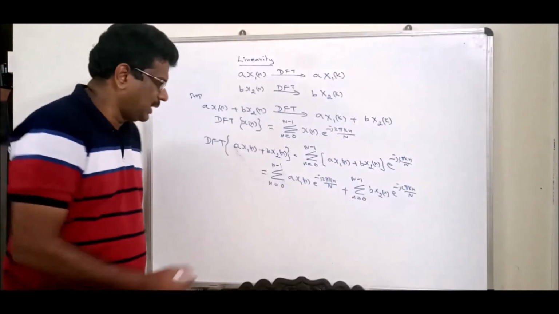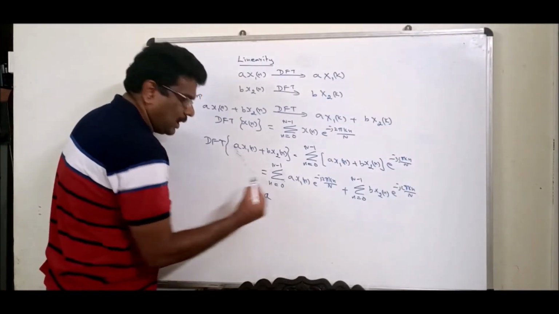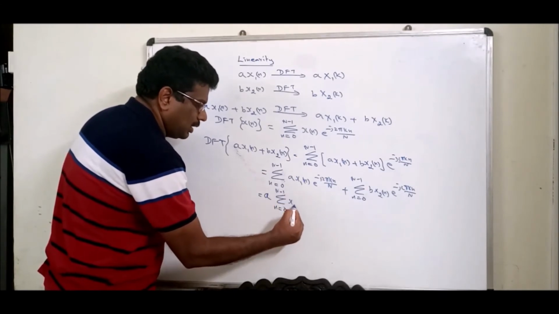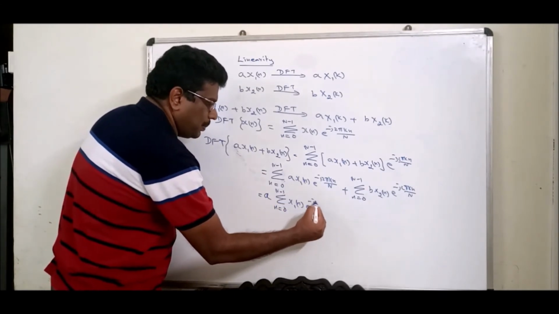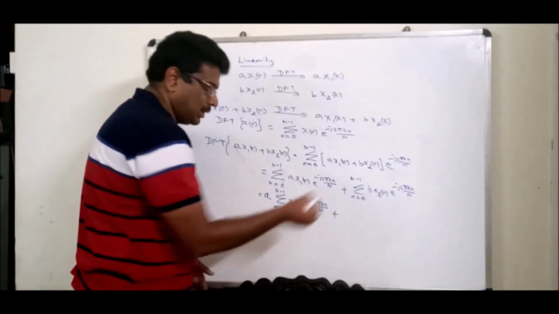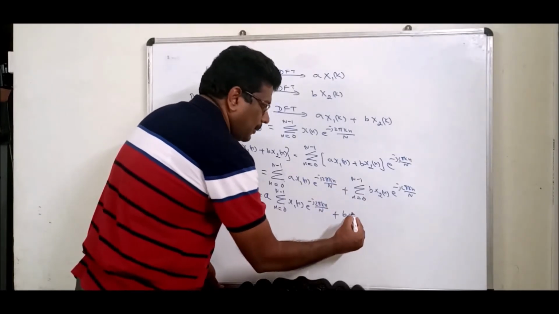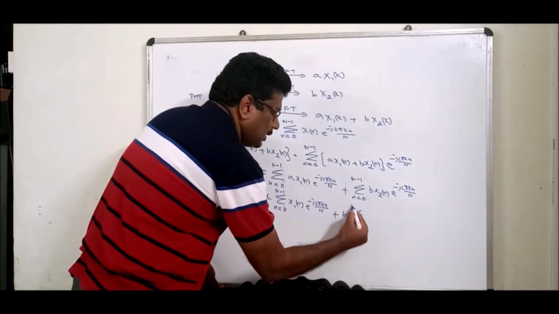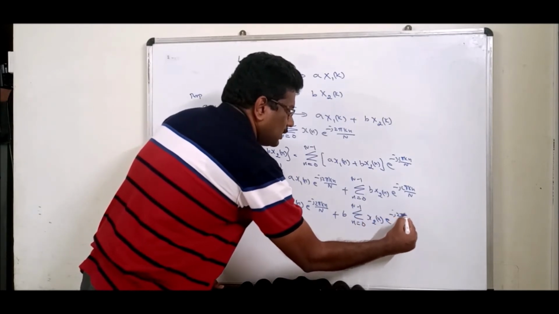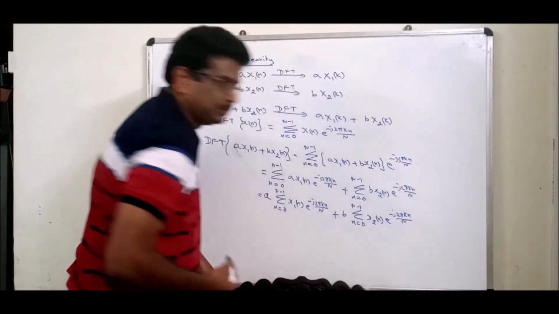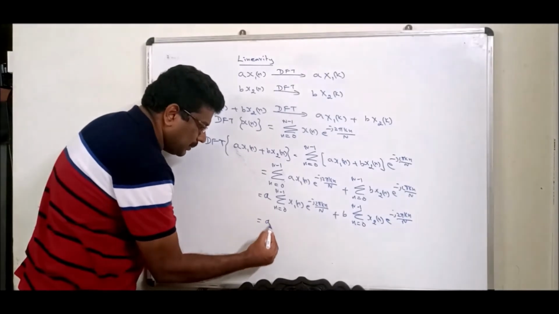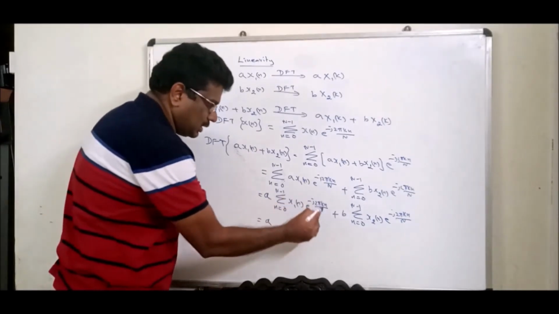Just an amplitude, we can take outside. So if that is the case, A outside, summation n is equal to 0 to N minus 1 x1 of n e power minus j 2 pi kn by N, plus amplitude B outside, summation n is equal to 0 to N minus 1 x2 of n e power minus j 2 pi kn by N. Who is A? Amplitude. Let us not bother. A is separate.